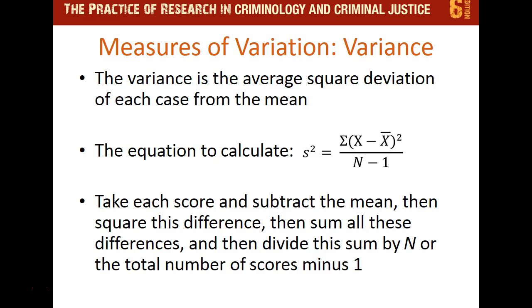Now our variance. The variance is the average square deviation of each case from the mean. What I want you to understand is you don't have to understand how to calculate it, but think of taking each score, subtract the mean, now square the difference, and sum all of these differences. And then divide the sum by the total number of scores minus 1. This is just the variance among your scores. You don't have to understand how to calculate that. Just understand what it means.